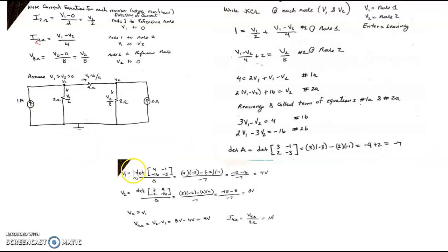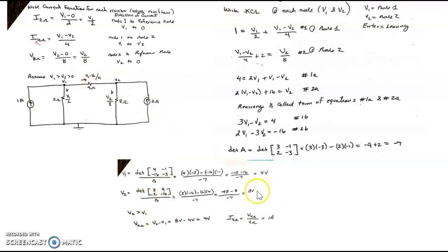The key concept here is that you have to be careful of finding the node that is referenced and knowing that everything is going to go through that node. Know that when you are doing KCL, entering is equal to leaving. So this current right here, the current for the 4 ohm, is leaving for this node, but it's entering for this other node. So that is a key concept that you have to remember.